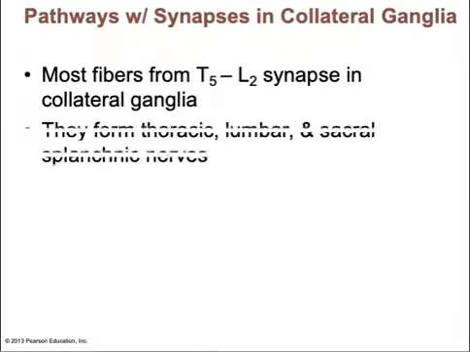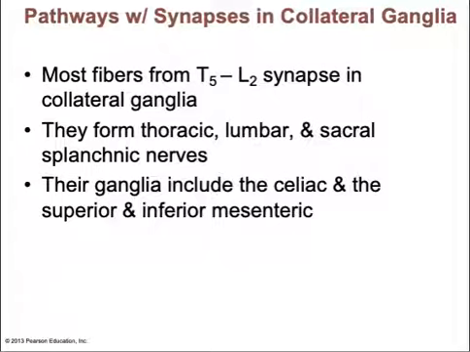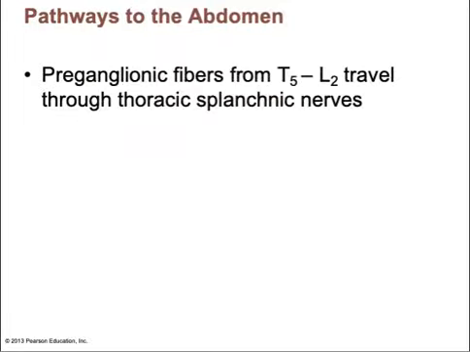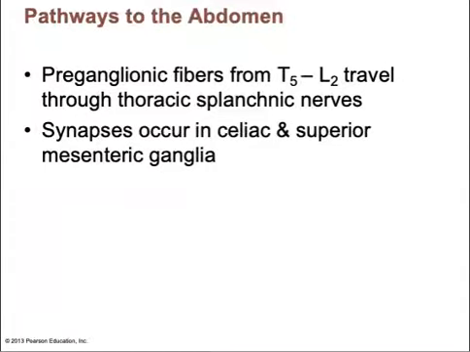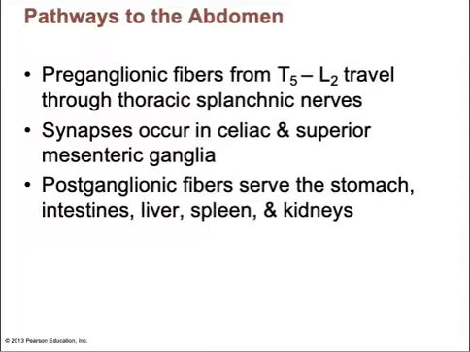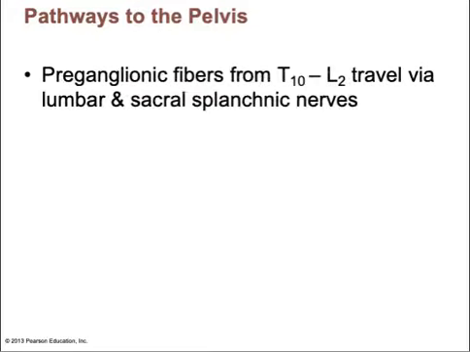Most fibers from T5 through L2 synapse in collateral ganglia and form thoracic, lumbar, and sacral splanchnic nerves that include the celiac and superior and inferior mesenteric ganglia. Okay, and so these are going to talk primarily to the distal GI, among other structures. In the abdomen, preganglionic fibers from T5 through L2 travel through thoracic splanchnics, and synapses occur in celiac and superior mesenteric ganglia and target the stomach, the intestines, the liver, spleen, and kidneys.